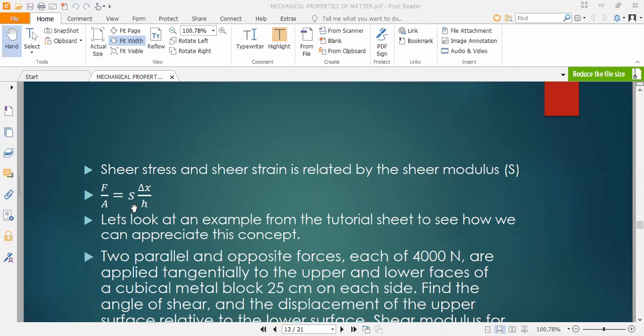Which one would you think would require a larger force to shear it by the same shearing strain? We said that the one with a higher modulus would require the larger force. So 2000.